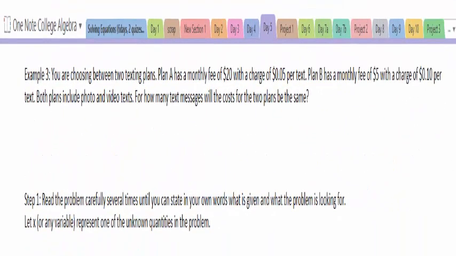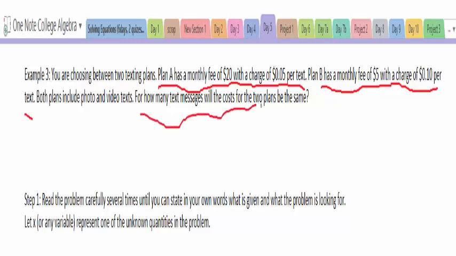Example 3: you are choosing between two texting plans. Plan A has a monthly fee of $20 with a charge of 5 cents per text. Plan B has a monthly fee of $5 with a charge of 10 cents per text. Both plans include photo and video text. For how many messages will the cost for the two plans be the same?